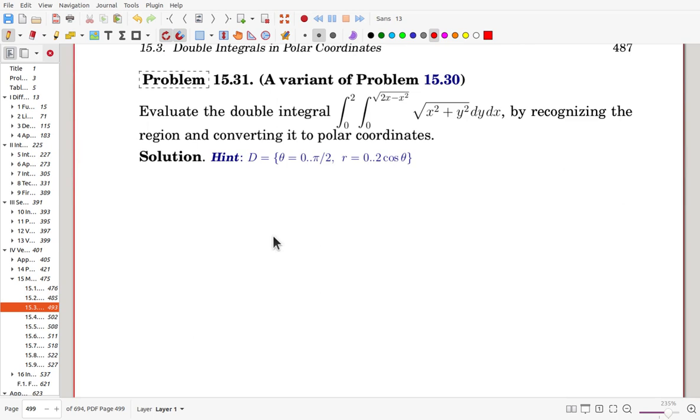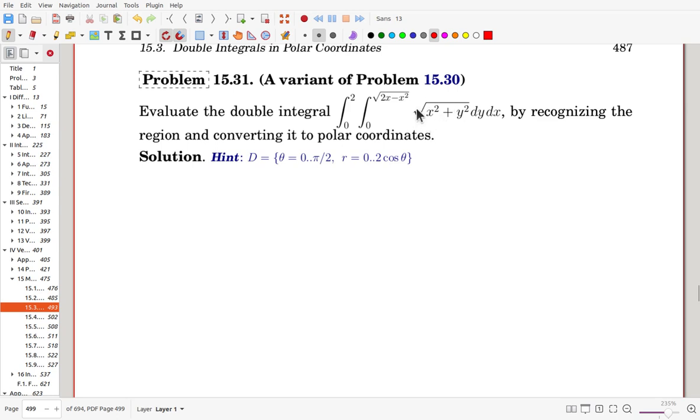Evaluate the double integral. This problem is a variant of one earlier problem. Now we want to get the double integral, with y-direction integration first and outer x integration. If we try to do it in xy coordinates, then it's very hard. It's not easy, possibly impossible.